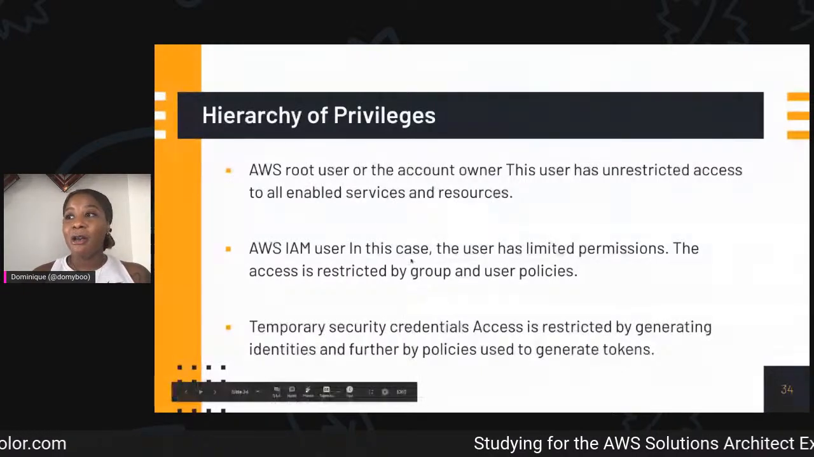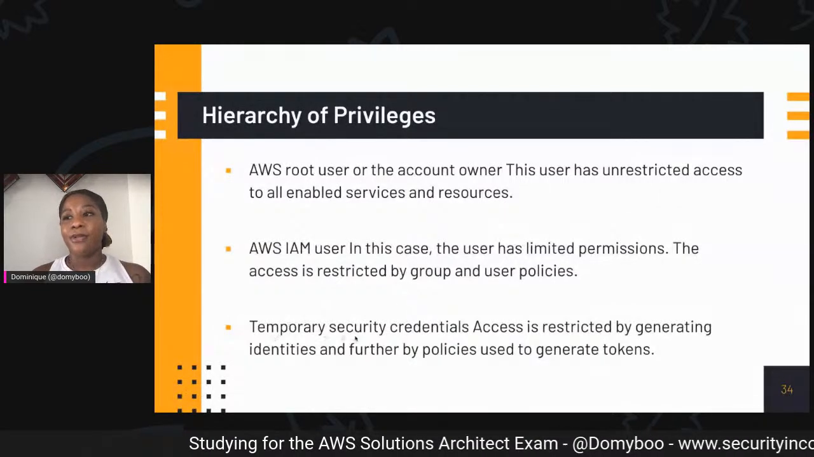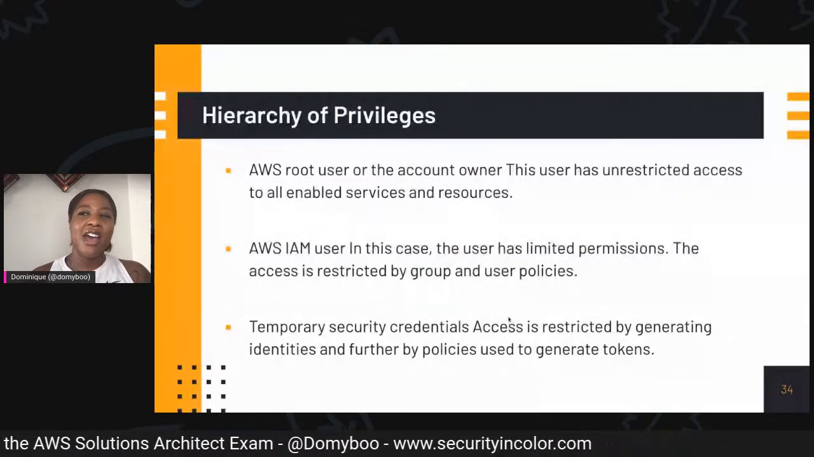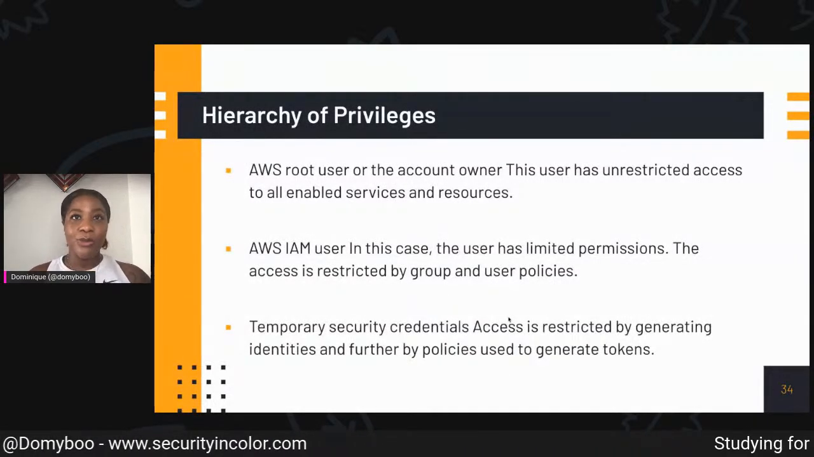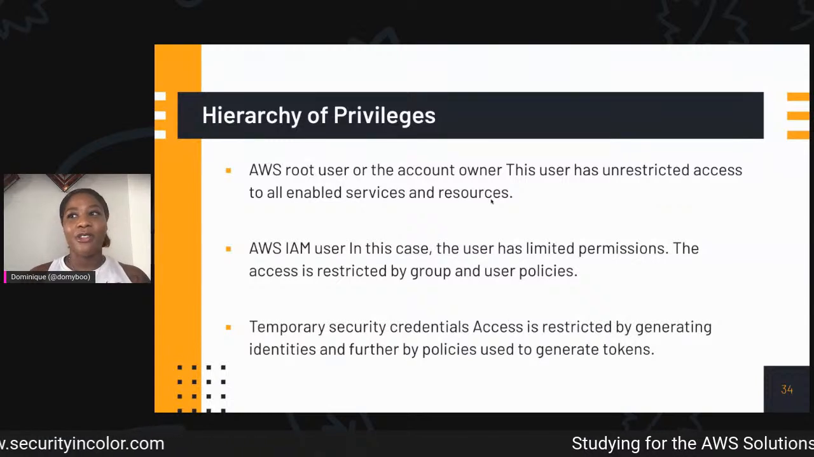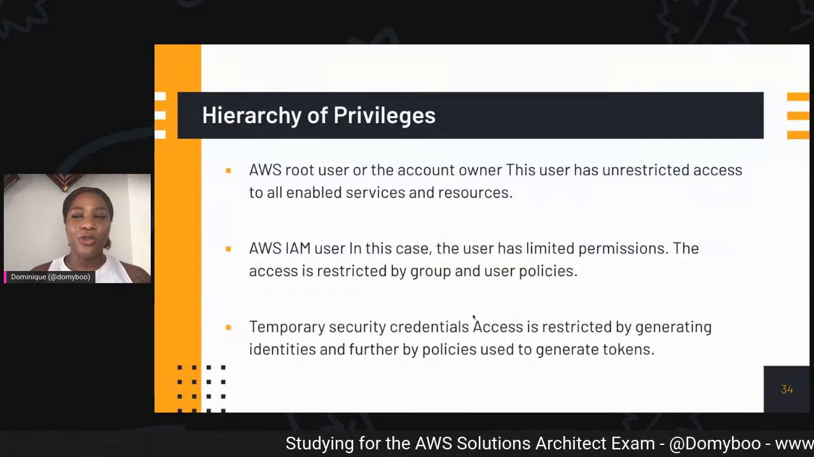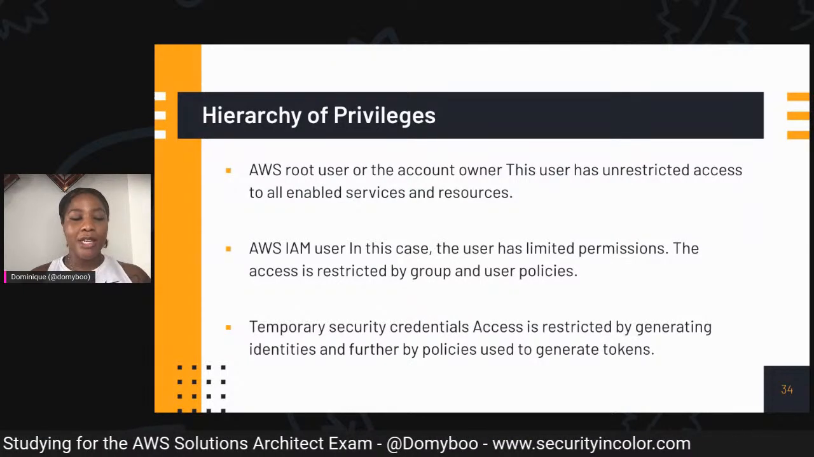IAM users, the regular user has limited permissions. And then again, temporary security credentials is third in this hierarchy. I don't know why. I mean, they had it in their chapter, so I assumed it was important, but I thought this was pretty obvious, but I can understand for people who maybe don't understand AWS and cloud yet.